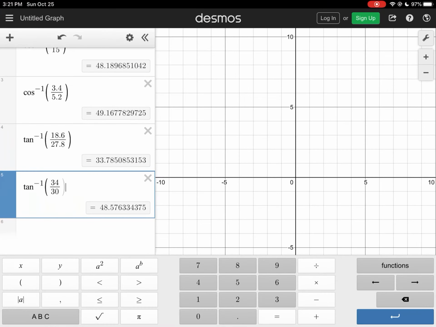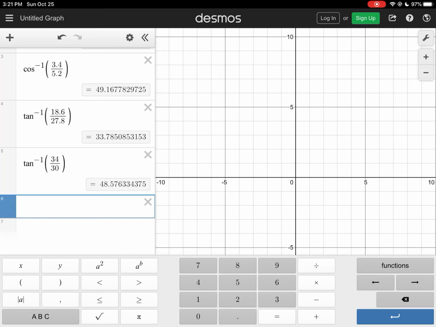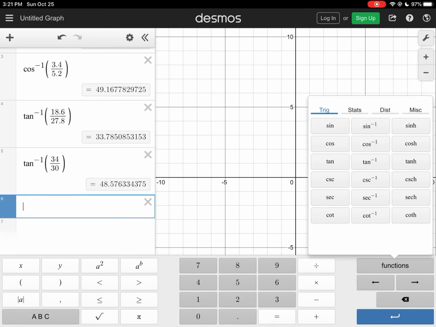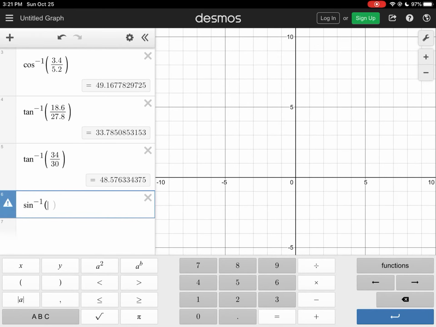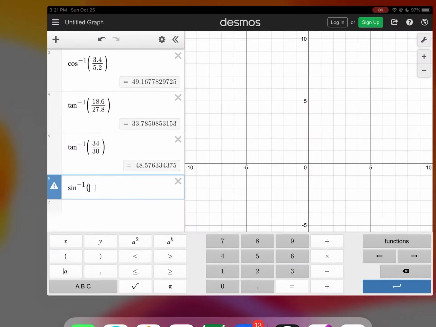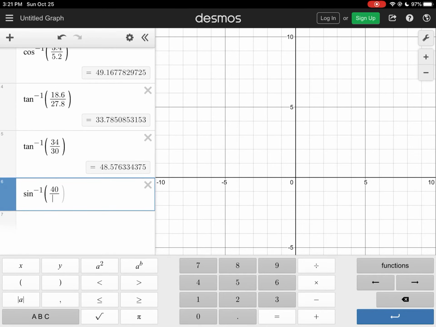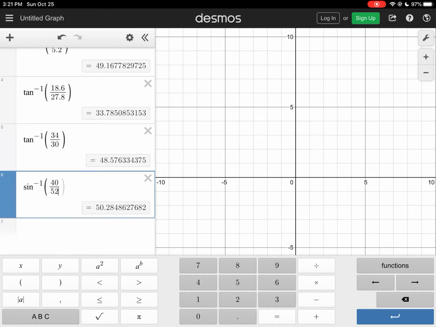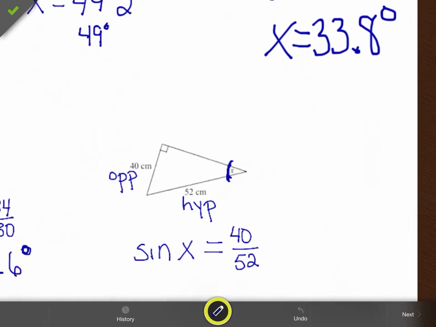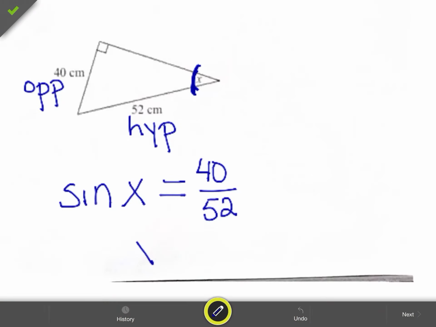Now we got to head over to Desmos. And we like these because there's not too much involved. Hit functions. We're looking for the inverse sine, so sine to the -1. Type in your fraction, 40 over 52. So 40 divided by 52 is how we type it in on Desmos. The angle turns out to be 50.28. So x is equal to 50, that would round to a 3, and it's degrees. Okay, so that angle that we marked up here is 50.3 degrees.